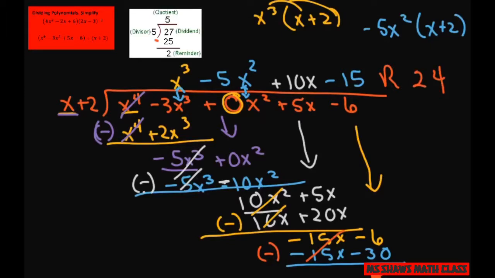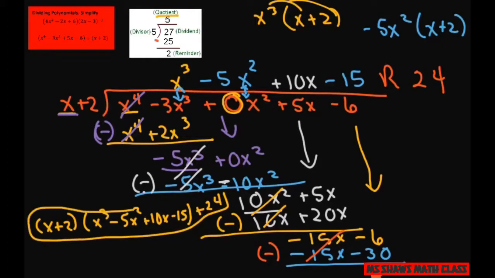And the way you want to write this out is we're going to write our divisor, x plus 2 times your quotient, which is x cubed minus 5x squared plus 10x minus 15. And then you have to add your 24. Trying to squeeze everything in here. You add that all up. When you multiply this out and do that, you will get your x to the fourth, your dividend, minus 3x cubed plus 5x minus 6.